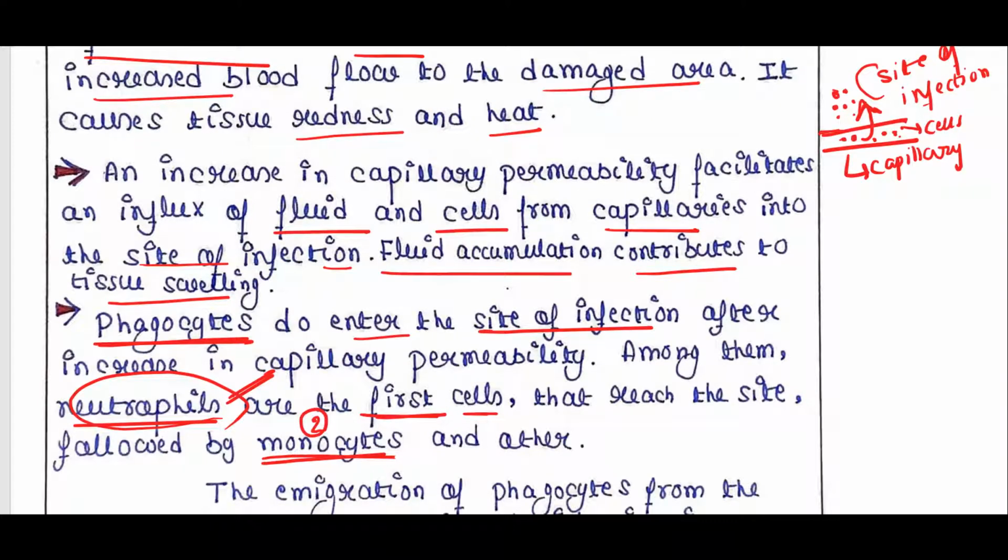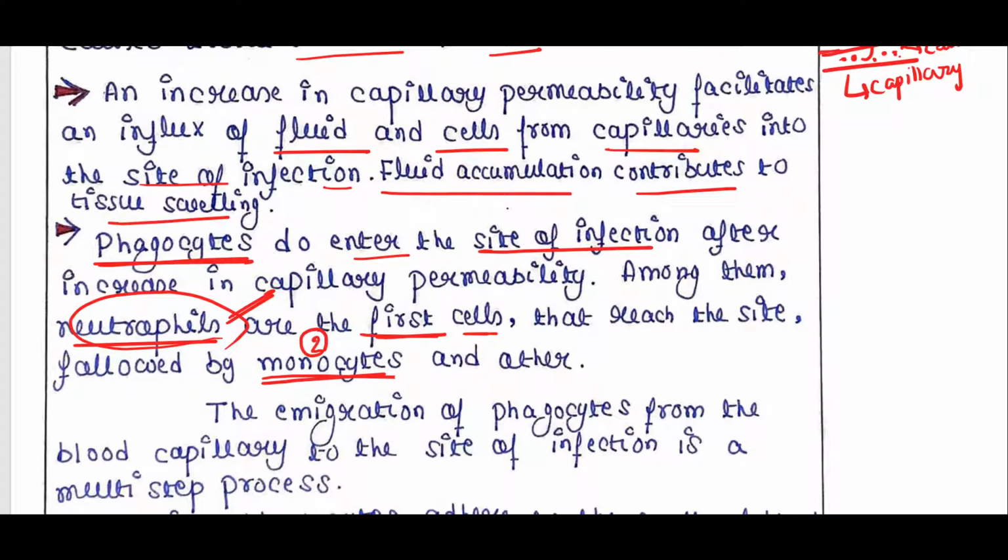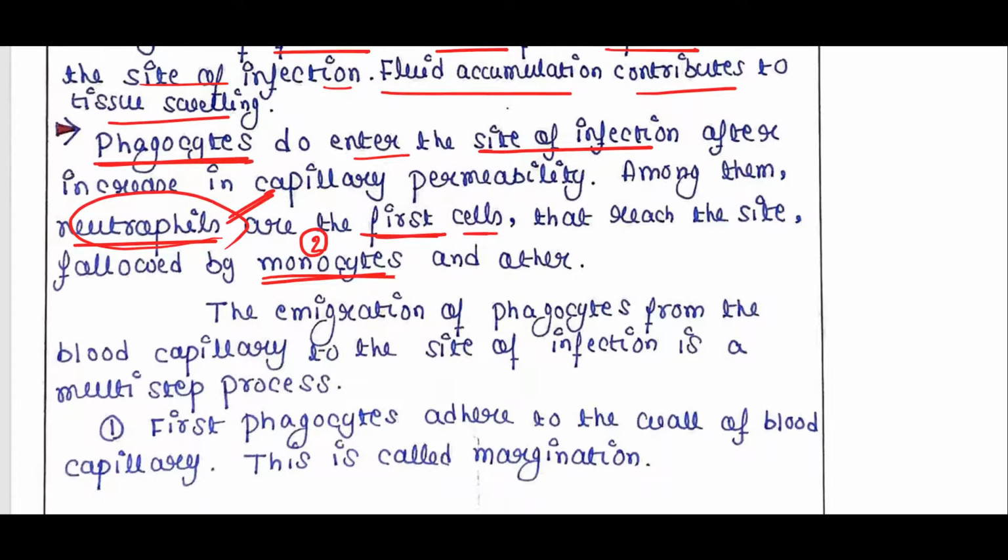Okay, now the immigration of phagocytes from the blood capillary to the site of infection is a multi-step process. How the phagocytic cells reach the site of infection from the blood capillary is not a single step process, rather it is a multi-step process. So we will now see that process. First, the phagocytes adhere to the wall of the blood capillary. This is called margination.